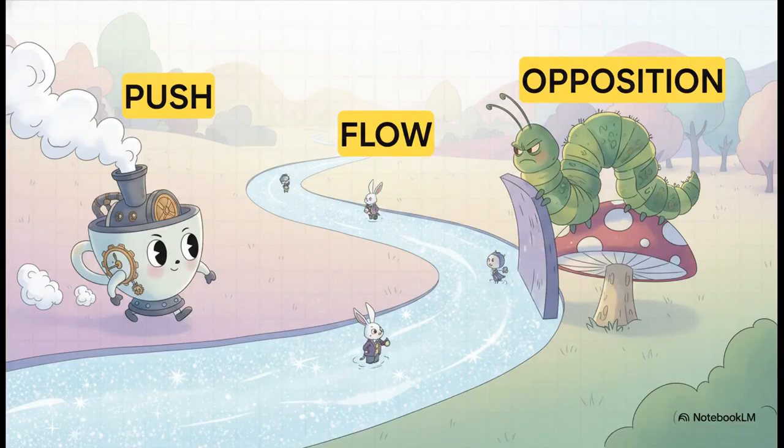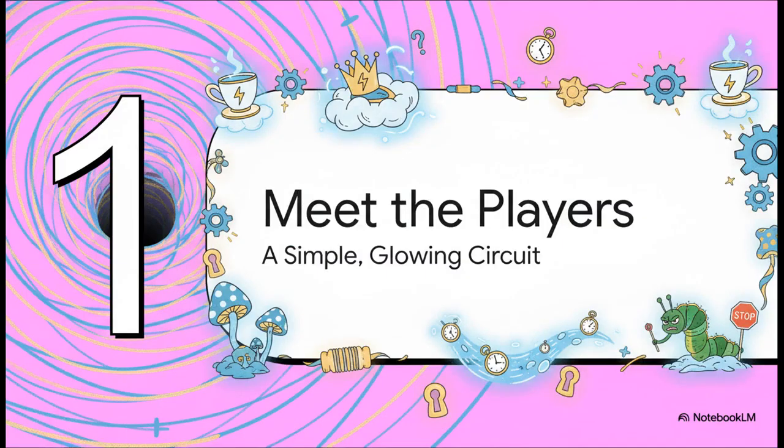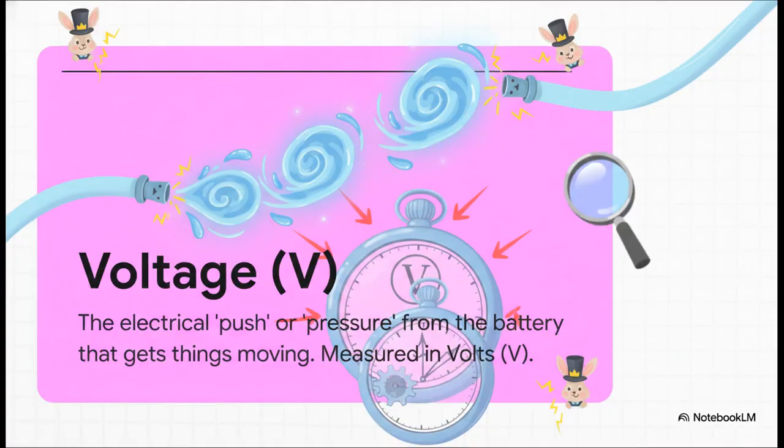Well, the story of any electrical circuit is really a story about three main characters. There's a push that gets everything moving, a flow of energy, and some opposition that tries to slow things down. If you can get a handle on these three ideas, the whole thing just clicks into place. So let's follow the flow and see where it takes us. All right, first things first, let's get properly introduced to our three main players in this story: voltage, current, and resistance.